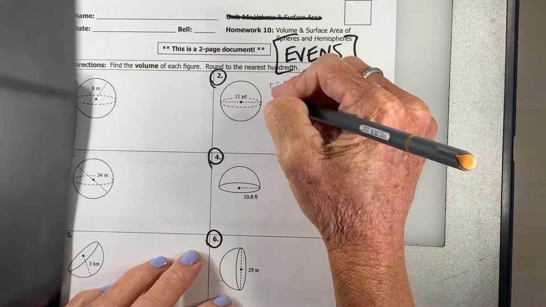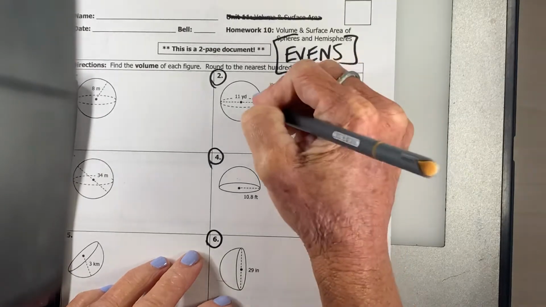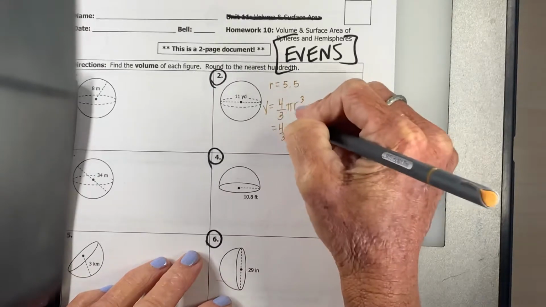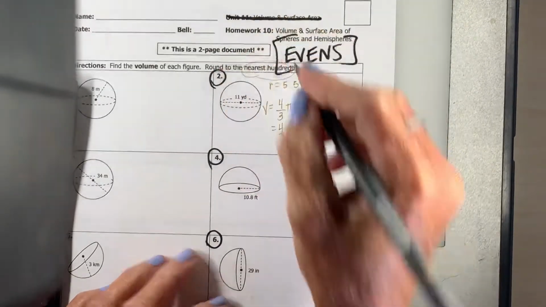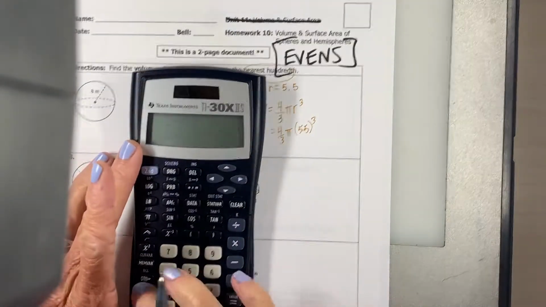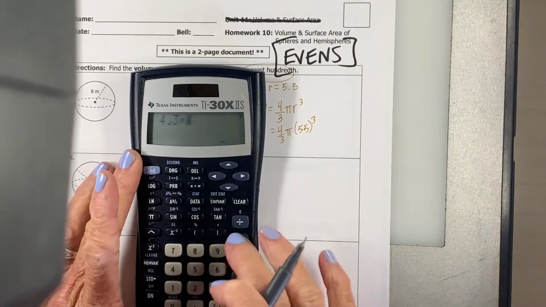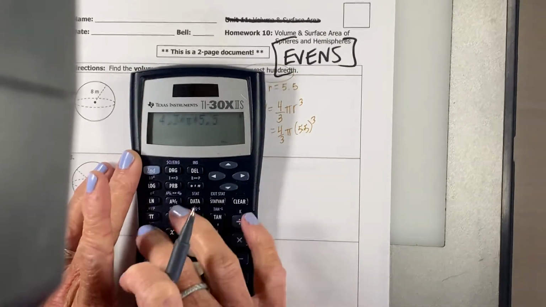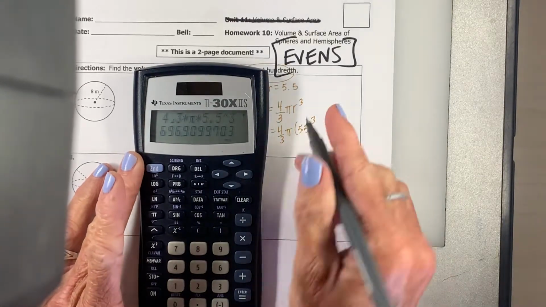And the volume formula for a sphere is 4/3 pi r cubed. So we've got 4/3 pi times the 5.5 cubed, and we're taking it to the nearest hundredth. So I can do all of this now just on the calculator. We could do the fraction 4/3 times pi times 5.5 to the third power. Just typing it in, the calculator will do the order of operations.